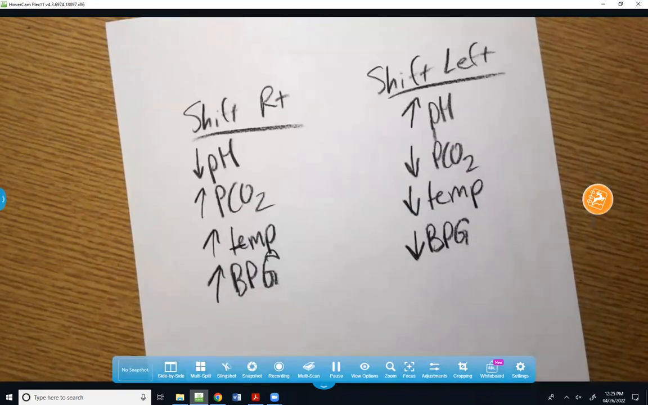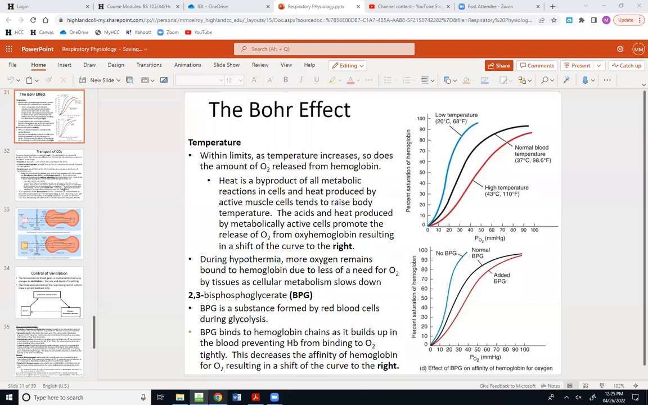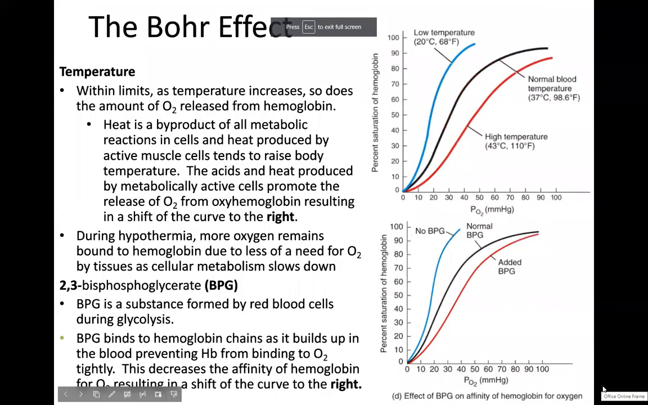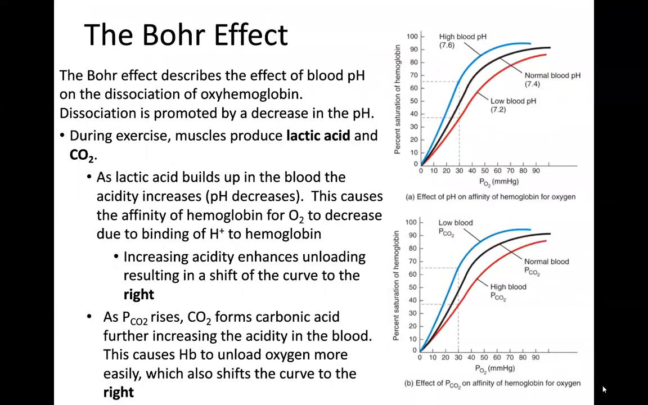Now, this is absolutely something I want you to know for the exam. I wrote it on here for a reason. So make sure you know those different things. I'll ask you questions on the exam. What can shift the curve to the right? What can shift it to the left? As far as all this information, you're going to have to walk yourself through the graphs and understand the specifics. Make sure you know what can shift it to the left and what can shift it to the right.